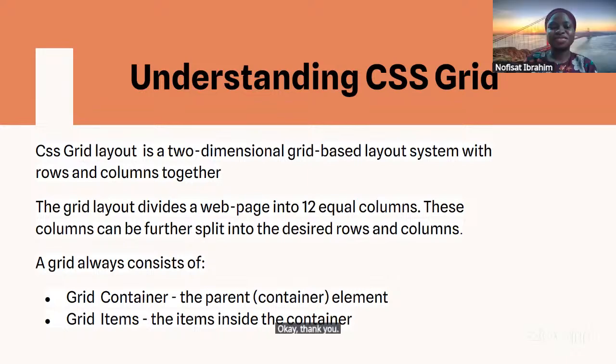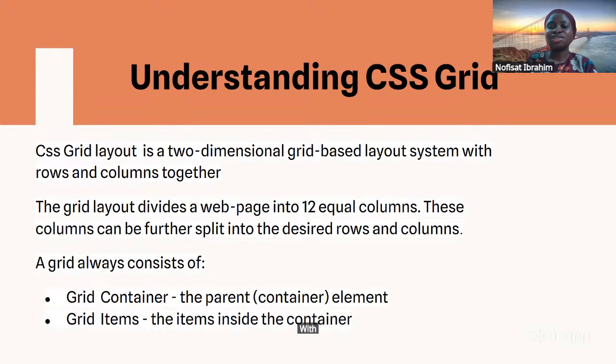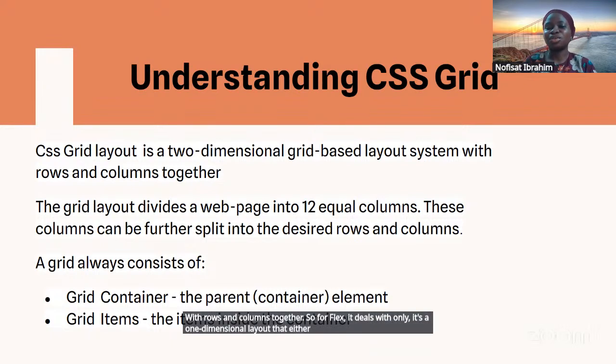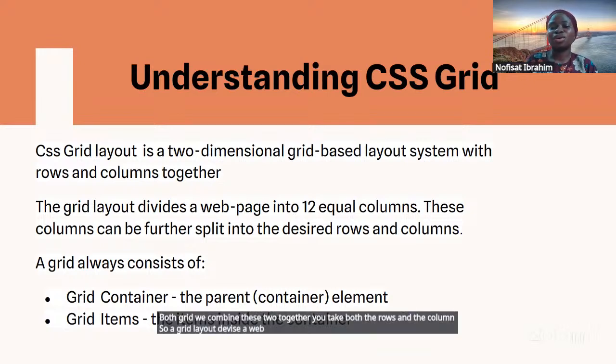The CSS Grid layout is a two-dimensional grid-based layout system with rows and columns together. So Flexbox is a one-dimensional layout that takes either rows or columns. But for Grid, we combine the two together. You take both the rows and the columns. A grid layout divides a web page into 12 equal columns. These columns can be further split into your desired rows and columns.